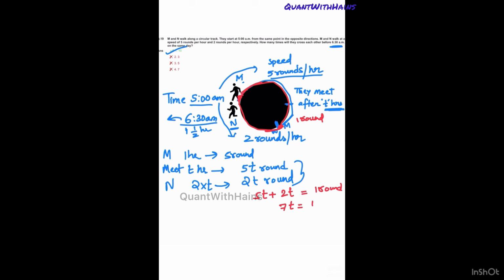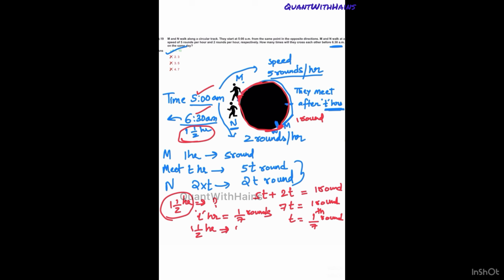7t is 1 round. Means the time taken for them to meet is 1/7 of a round. Means after 1/7 round they'll meet. Now after they have asked 1.5 hours, how many times will they meet? In t hours they'll make 1/7 rounds. But in the question they asked from 5 am to 6:30 am, that is 1.5 hours.